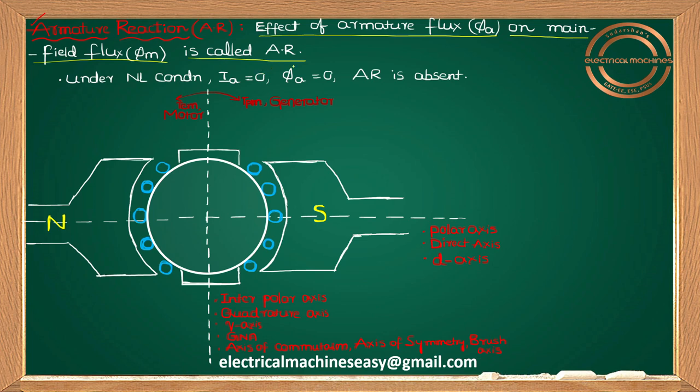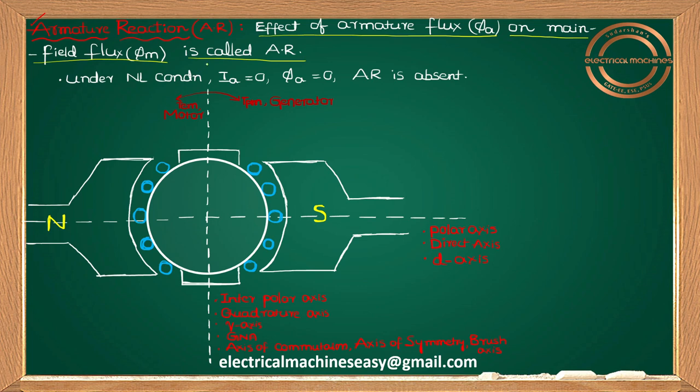Okay, so here main flux means what? Already we discussed, generally we'll be having a field winding. If some current is flowing through the field winding, whatever flux is produced, that flux can be called main flux. How current flows in the field winding depends on the type of machine we are using. If it is a separately excited machine, some separate DC source is connected to the field winding for excitation. If it is a self excited machine, the current required for the field winding is generated by the machine itself. Anyway, if current is flowing in the field winding, flux will be produced. That flux only we are calling the main field flux.